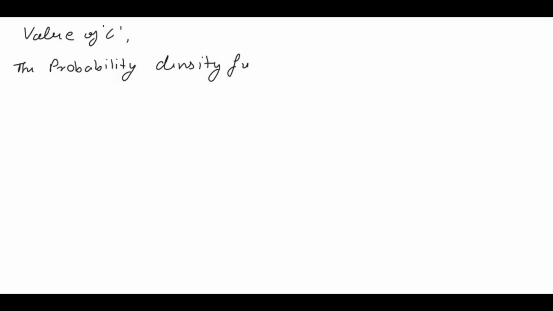In this part we have to calculate the value of c. So to find that, we need to ensure that the probability density function integrates to 1 over its entire range.